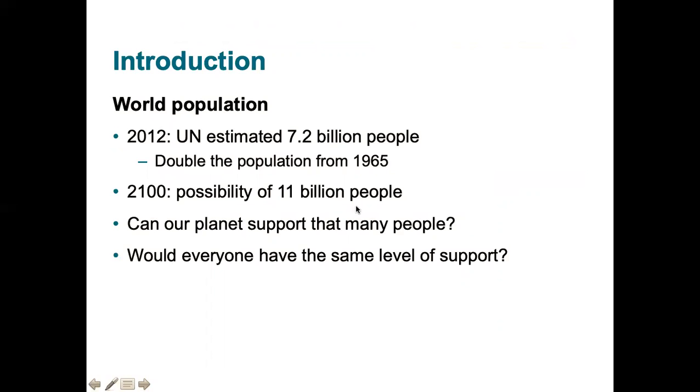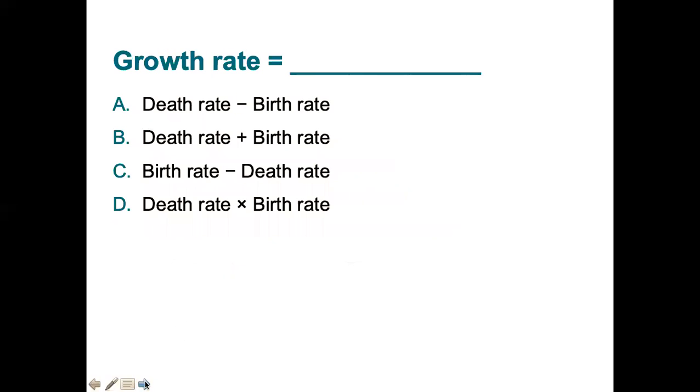I remember when I was studying soil bacteria and their relationship to agriculture, the carbon cycle was particularly important, and farmable land and how rich it was in carbon was important. And I remember reading a prediction of 9 billion people. So this doesn't surprise me too much. But the question is, can our planet support that many people? And would everybody have the same level of support?